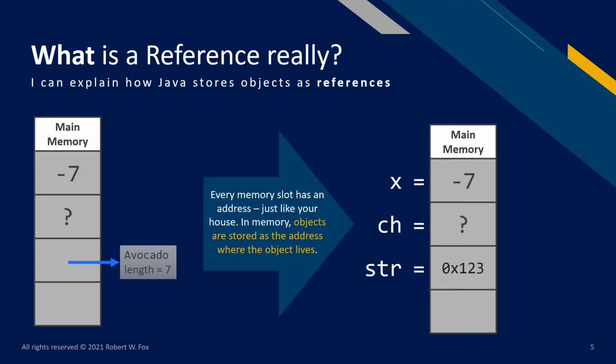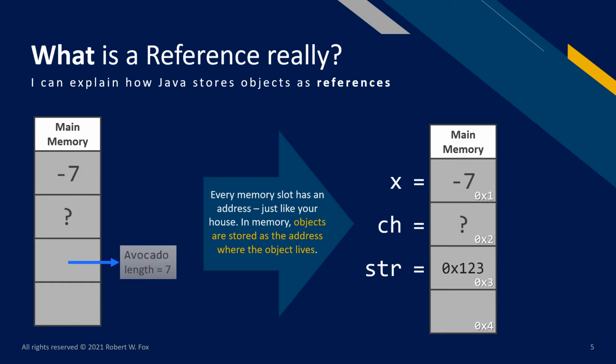An arrow is a really useful way to visualize a Java reference, but of course that's not what's really happening behind the scenes. On the right you can see a picture of the main memory, and it turns out that the memory is labeled with addresses. Much like houses on a street each have an address, every memory slot in the computer has an address, and they look like this. Notice that I've labeled the first memory slot 1, and memory slot 1 is the variable x and it stores -7, and memory slot 2 is the character ch and it stores a question mark.